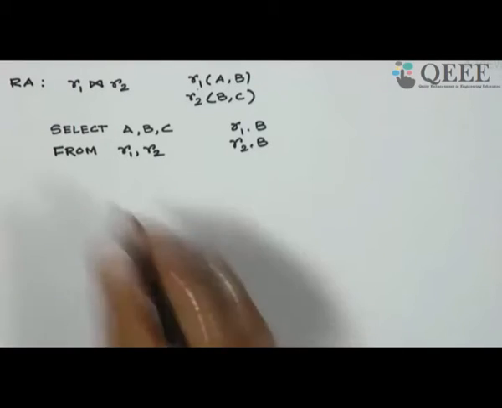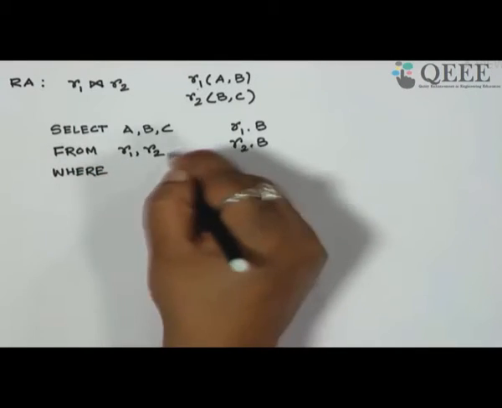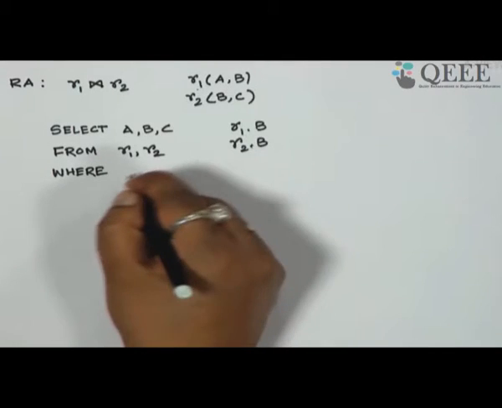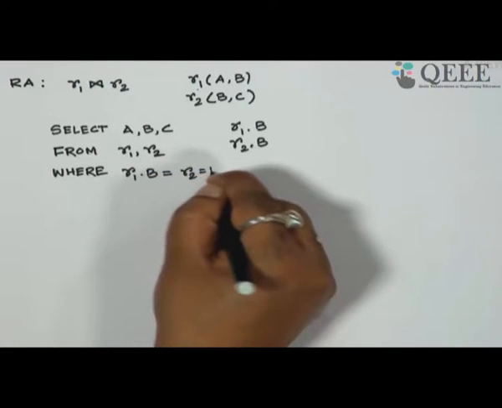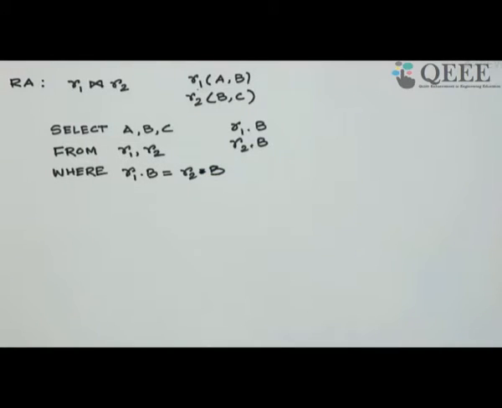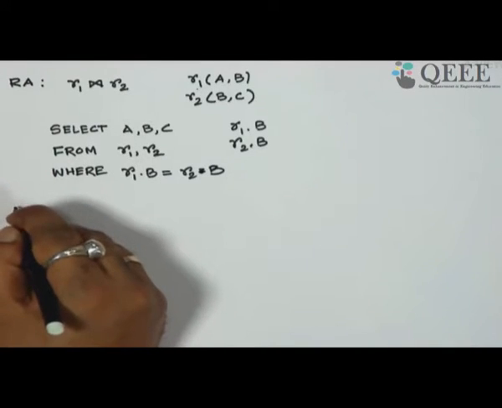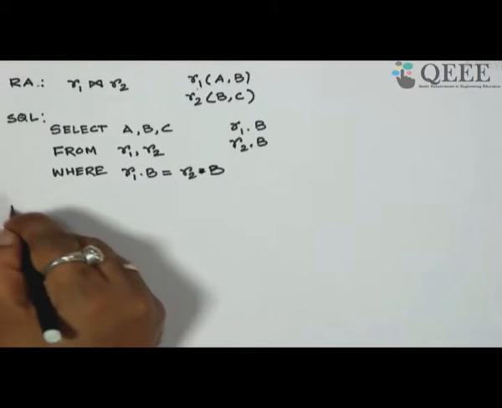Please think what will be the where condition for the natural join. From the Cartesian product, all possible combinations of tuples, what are the tuples I should pick up? Very simple. The condition is R1.B should be equal to R2.B. Sorry, R2.B. R1.B should match R2.B, which is the join condition, the condition of the natural join. So let me write it down.